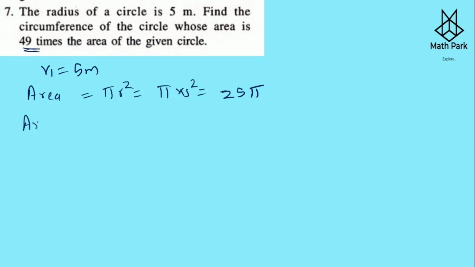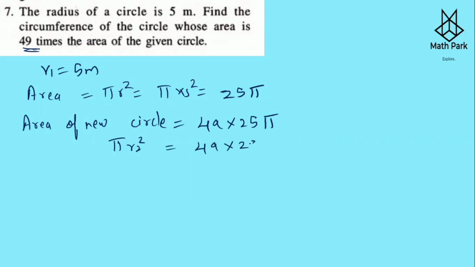And the area of the new circle is 49 times the area, so 49 into 25 pi. Now for the area of the new circle, let us take the radius as R2. So we have pi R2 square is equal to 49 times 25 pi. This pi will get cancelled. R2 square is 49 into 25.